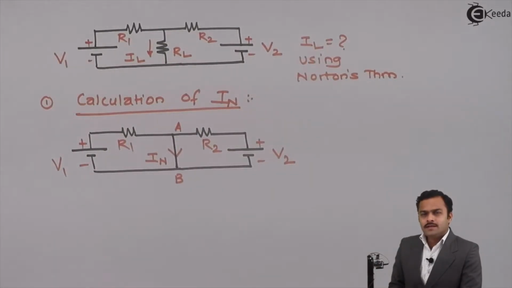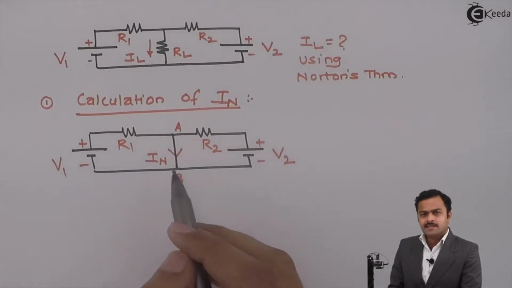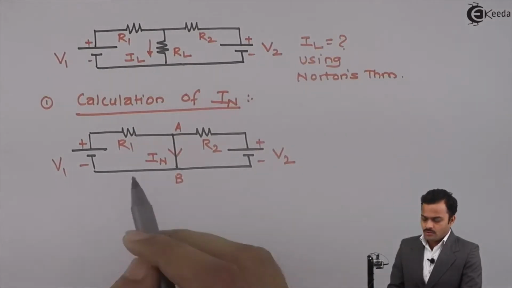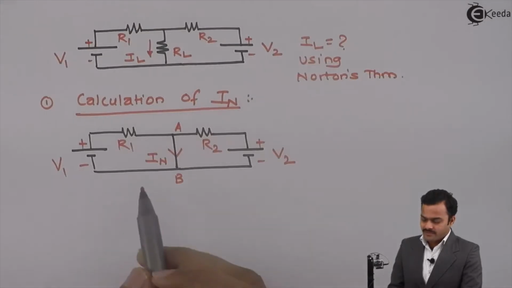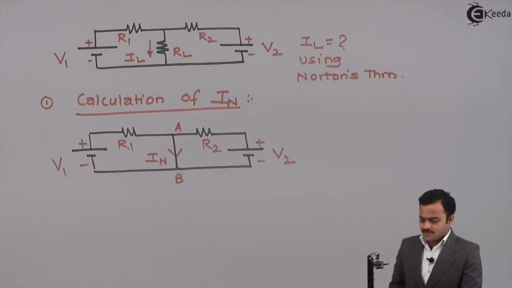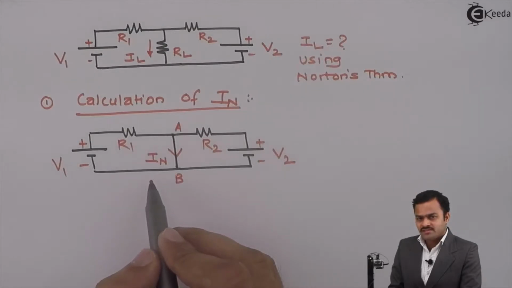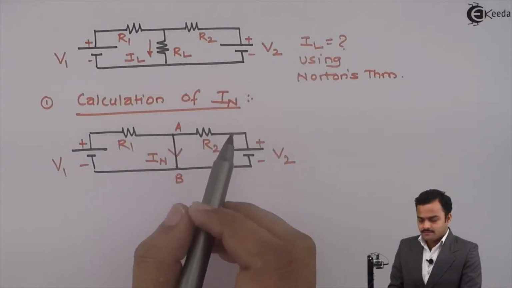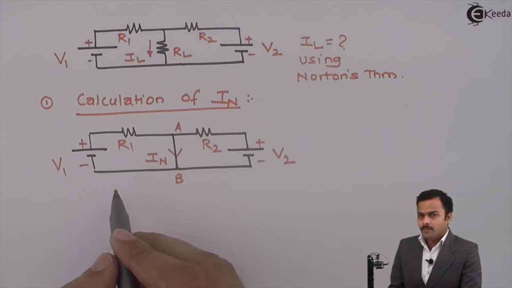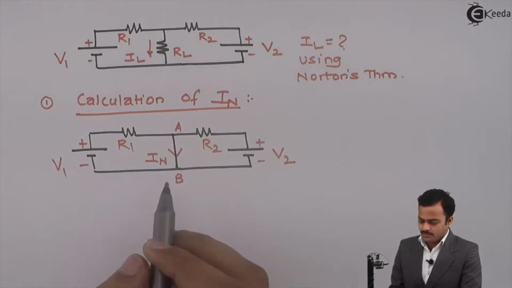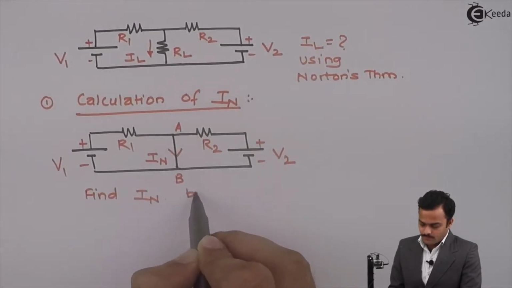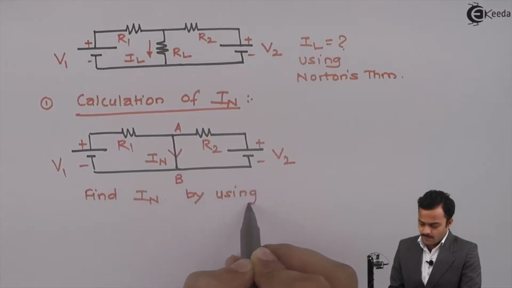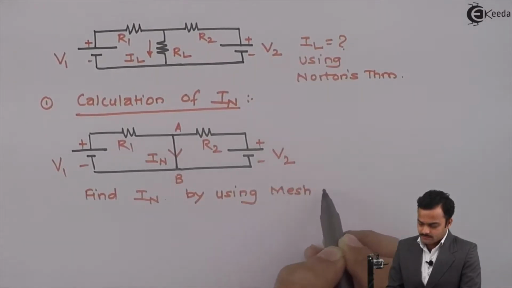To get this IN, you can use any technique, either a circuit reduction technique by source transformation, or nodal analysis, or mesh analysis. My advice, and we will see this through certain problems, is that whenever you solve a problem of Norton's theorem, while calculating IN, preferably go for mesh analysis. I will elaborate on this concept at the time of solving numericals also. So find IN by using mesh analysis.